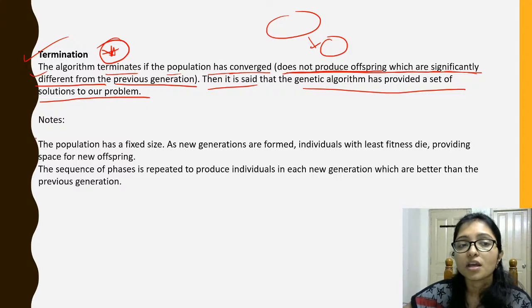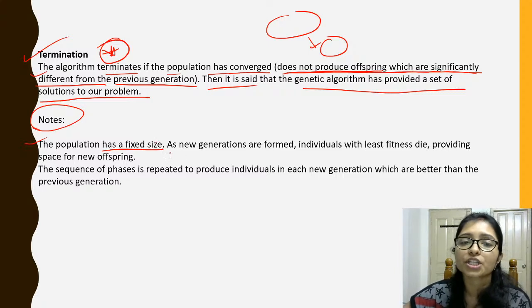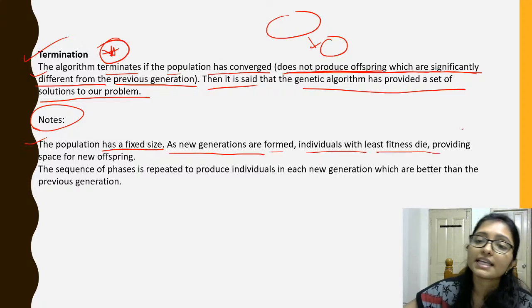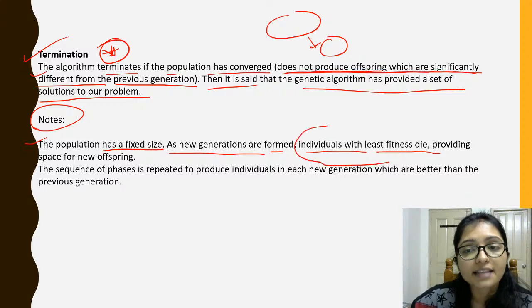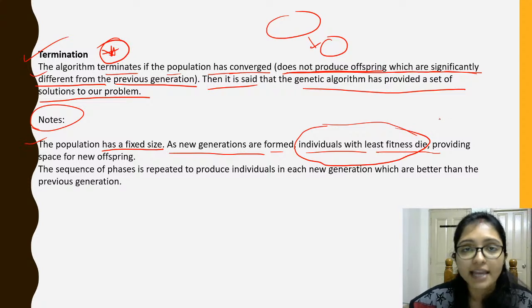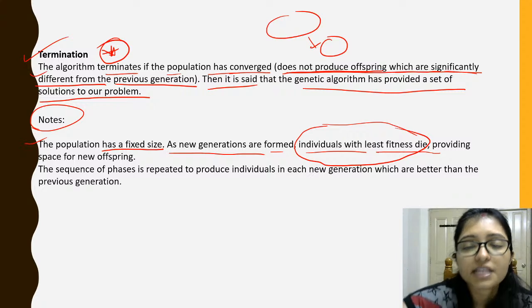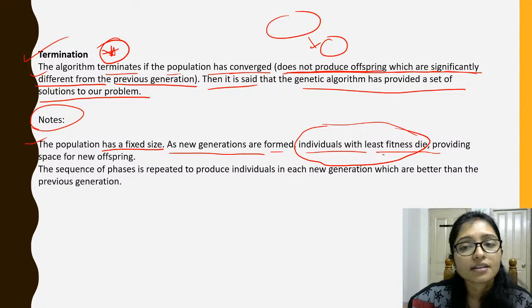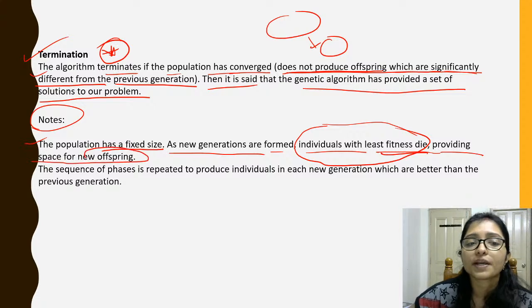And there are some notes. The population has a fixed size; you have to keep a fixed size of population, and as a new generation is formed, individuals with least fitness die. Those whose fitness is not good will die. We know that chromosomes which are not selected die after some days. The same thing is happening here: if someone is not selected, it dies, providing space for new offspring.